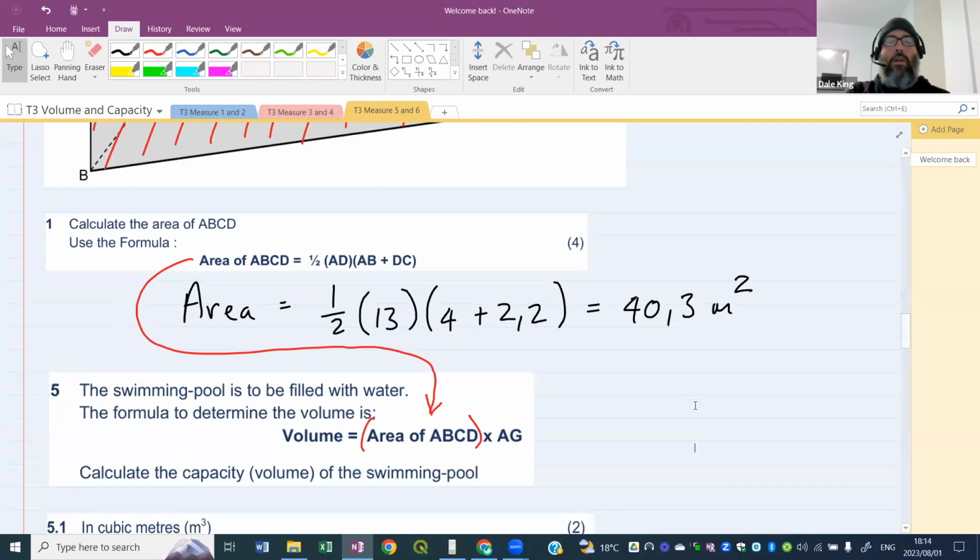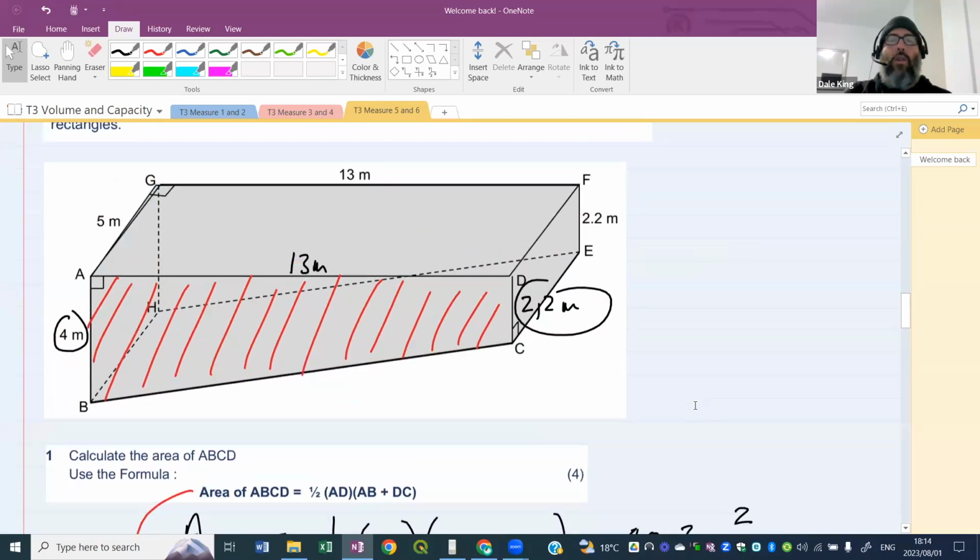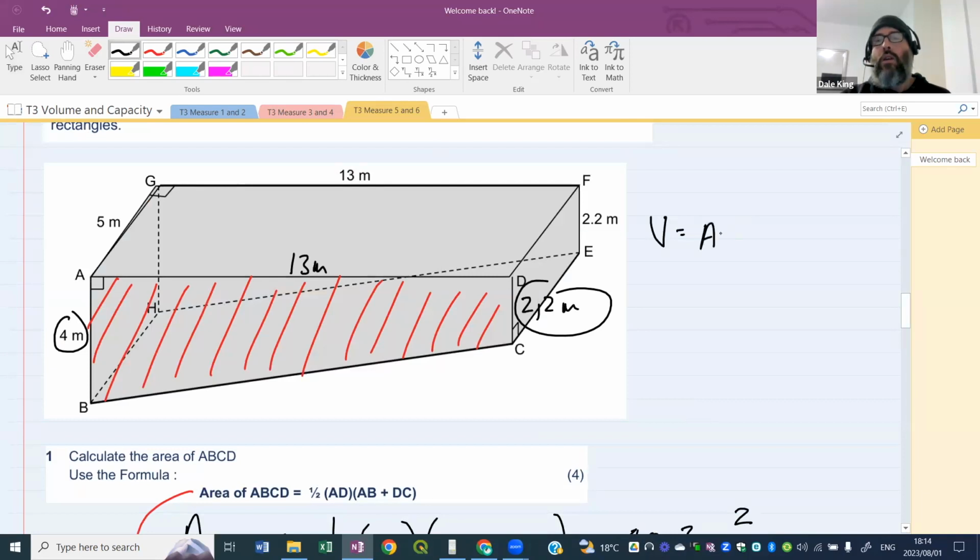So I'm going to rewrite this formula. I'm going to write it right next to the diagram so you guys can see it. So the volume of the pool is the area of A, B, C, D. And you have to, let's move this down a bit so I can fit it in. I'll move this down to about here. And you have to multiply this by, I think they said AG. Yeah, AG. All right, that's the formula for the volume of this pool.